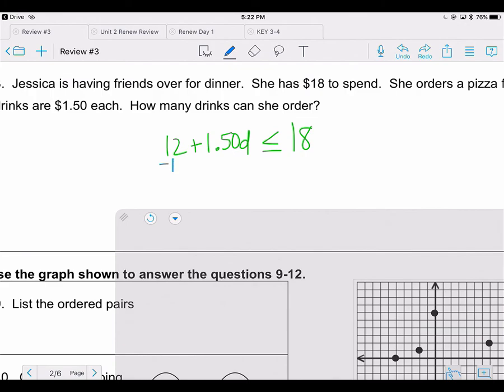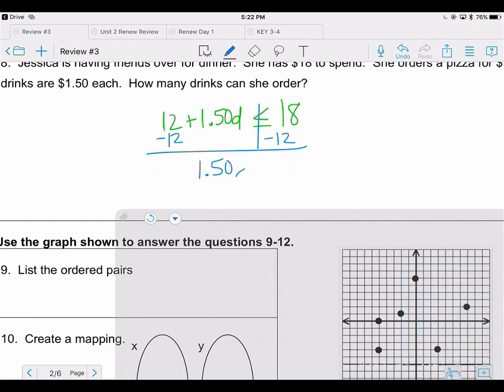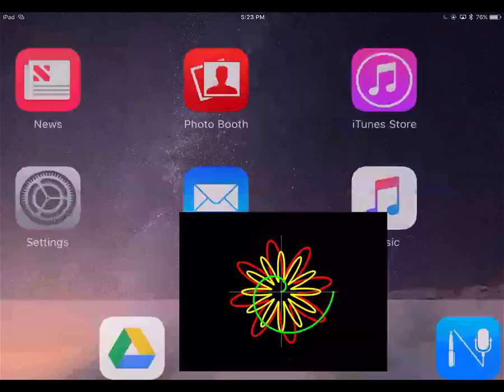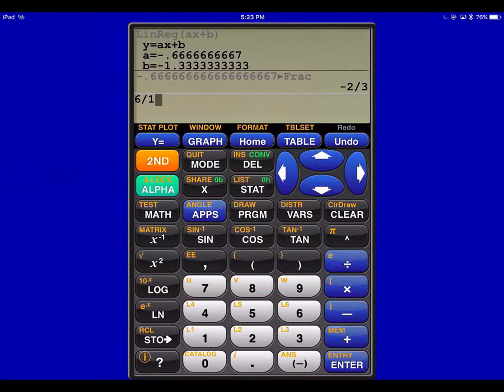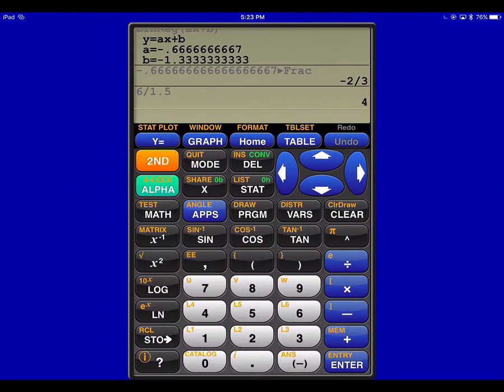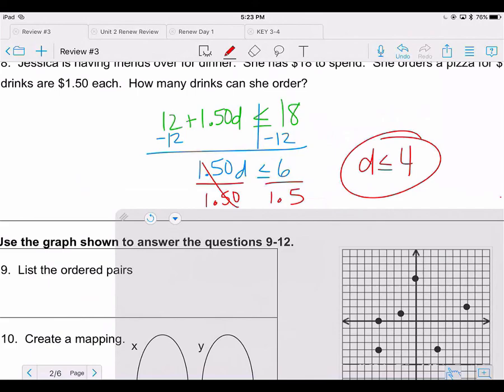I subtract 12 from both sides. So 1.5D is less than or equal to 6. And then divide both sides by 1.5. And I get 4. So she can get 4 or less drinks, or up to 4 drinks.